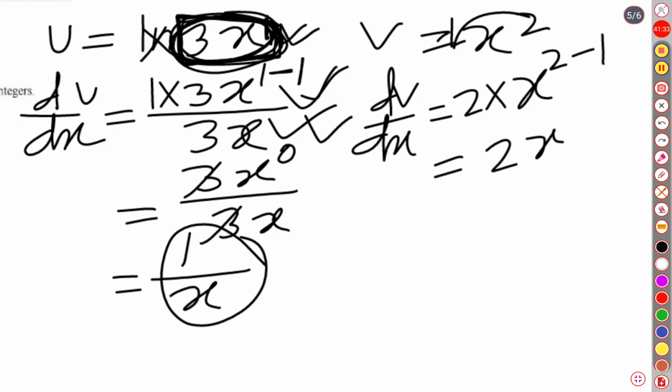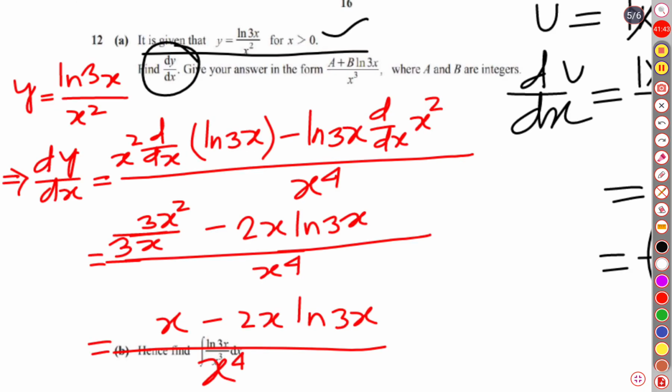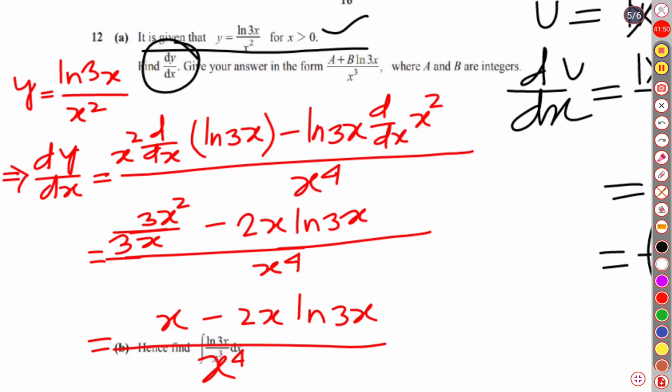2 minus 1 is 1. So the derivative of x square is 2x. Let's go back to our solution. If I repeat this step again, look at this, the derivative of ln 3x is actually 3 over 3x.